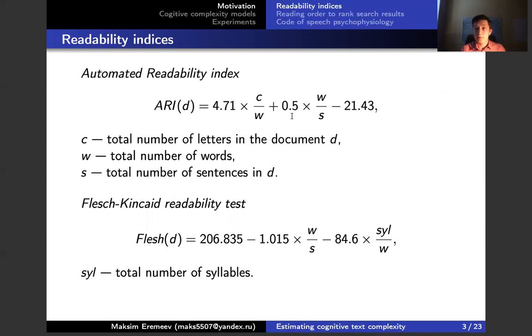Here are two examples, the most widespread readability indices: the ARI, the Automated Readability Index, and the Flesch Readability Test. We can note that the latter uses a constant with precision as large as 3 digits after the decimal point, which is a huge precision, a very large one. So they're not flexible at all, and they're pretty simple.